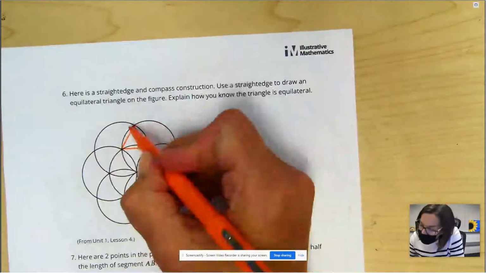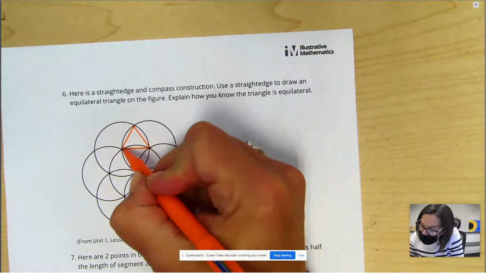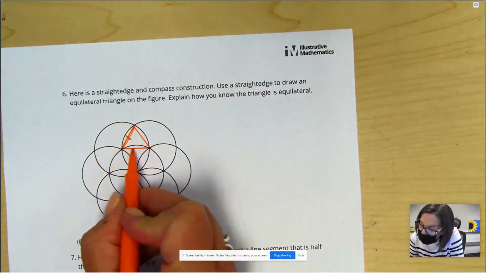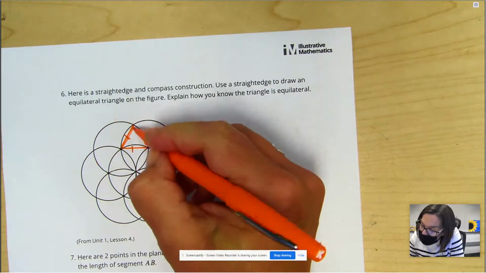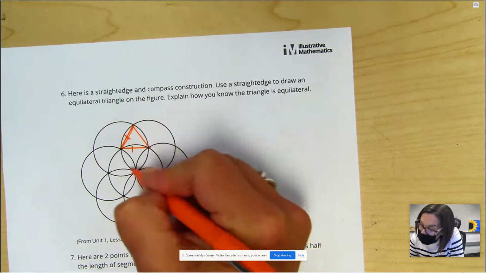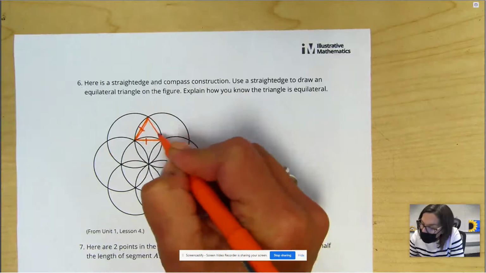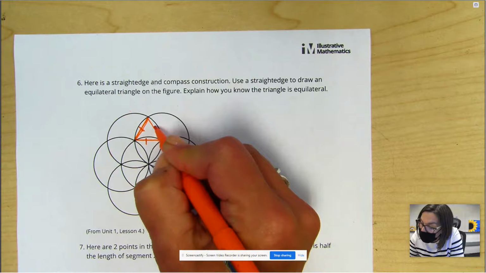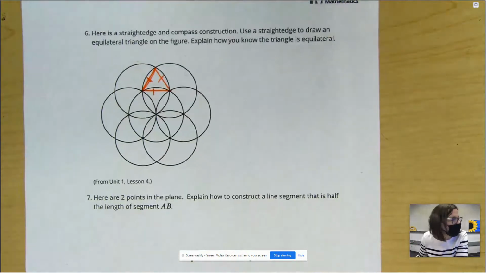Okay. So if I look at this top left circle, this side is the radius of this top left circle. So is this bottom one, same circle. This is not a radius, but it is a radius of this circle over here. And we know these two circles are the same because they share this radius in the middle. Boom, equilateral. There's a bunch of others too.